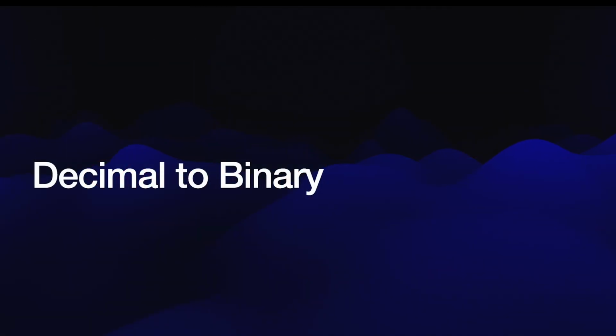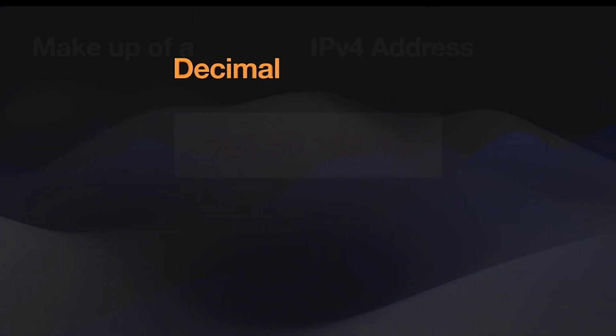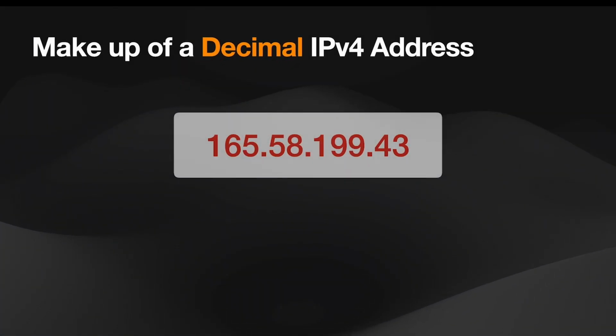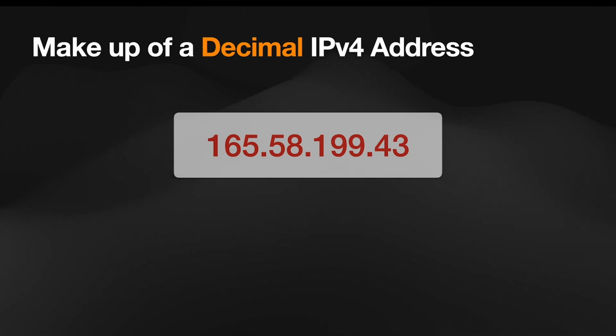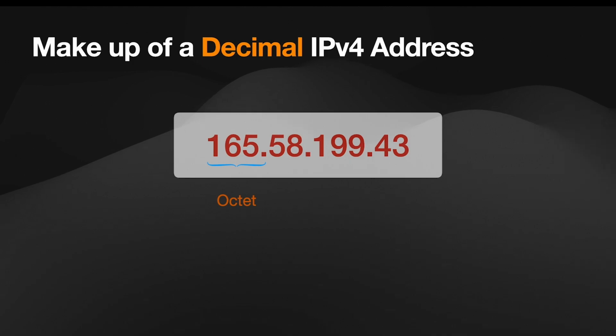All right, now we're going to go over decimal to binary conversion. So again, we have our nice IPv4 address. This time we have numbers though, because it's in decimal format. So just like before, we have octets, except this time they're made of decimal numbers. Then there are 4 octets here in an IPv4 address.